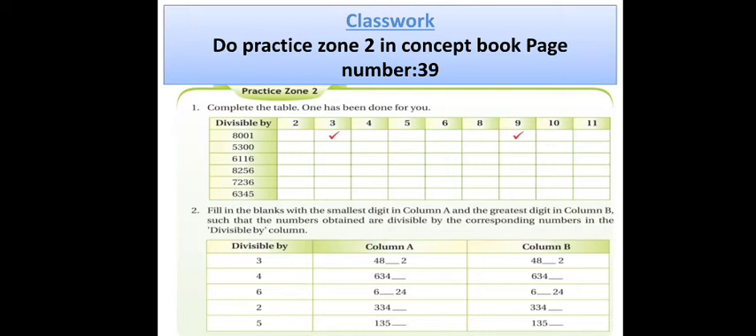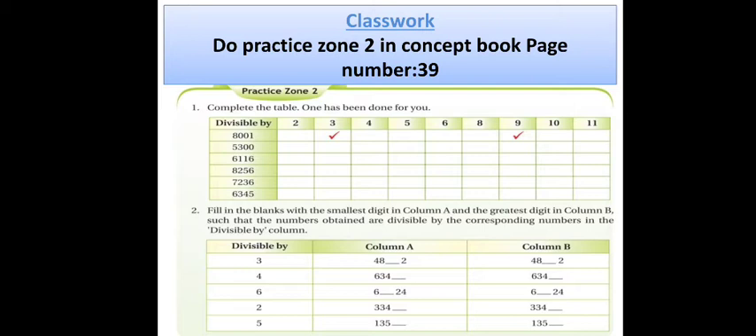See the second question. Fill in the blanks with the smallest digit in column A and greatest digit in column B, such that the numbers obtained are divisible by the corresponding numbers in the divisible by column. So they have given some numbers like 3, 4, 6, 2 and 5. And in column A and column B there are some blanks. You have to write the missing numbers. You have to use smaller digit for column A and greater digit for column B.